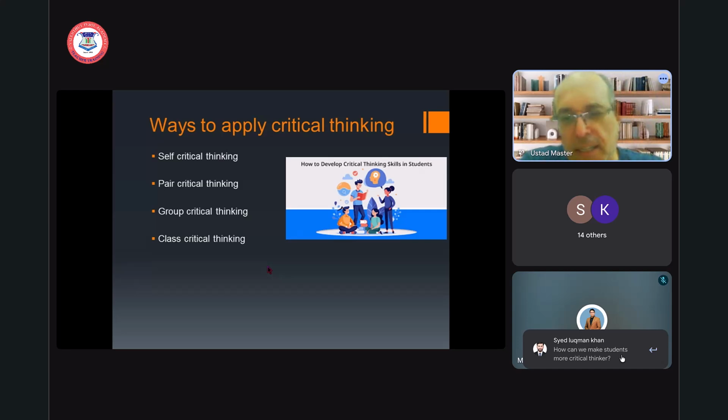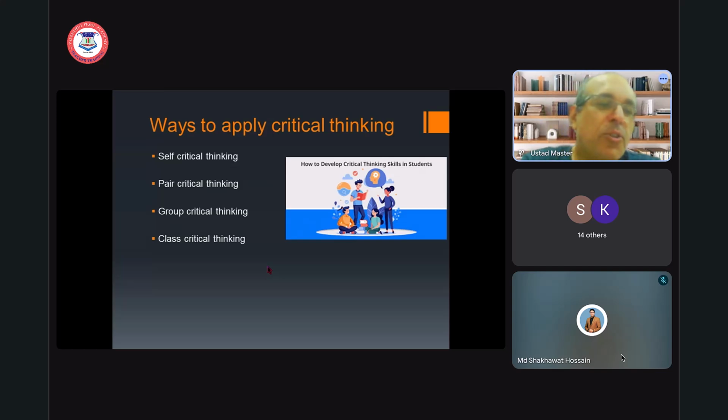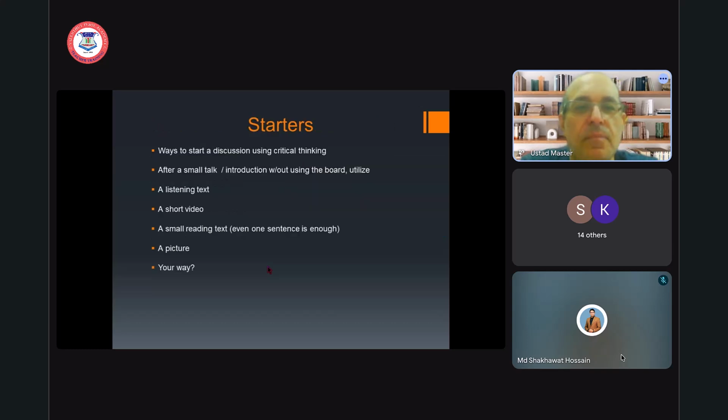Okay, and when there are these class critical thinking tasks, you have to come a little bit prepared, so that the instruction-giving time should be as clear as possible, so that when the students start doing the tasks, there should be no question marks in their mind.